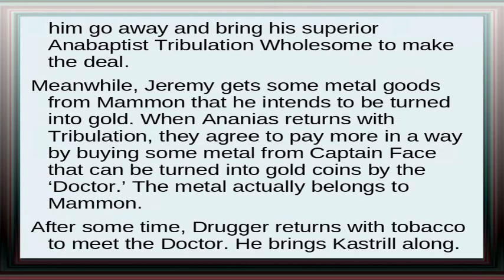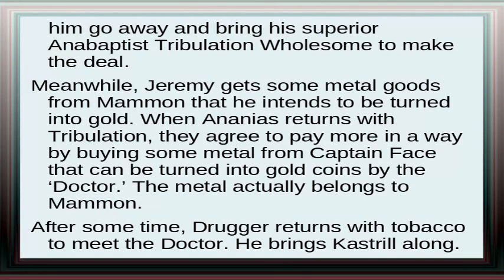When Ananias returns with Tribulation, they agree to pay more in a way by buying some metal from Captain Face that can be turned into gold coins by Doctor. The metal actually belongs to Mammon. After some time, Drugger returns with tobacco to meet the doctor.